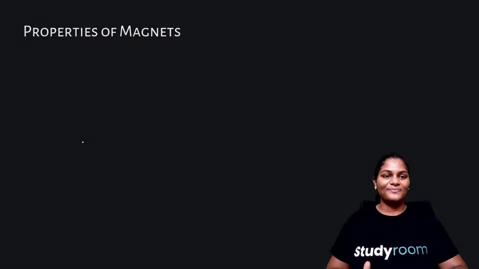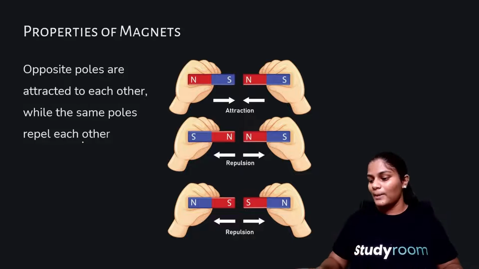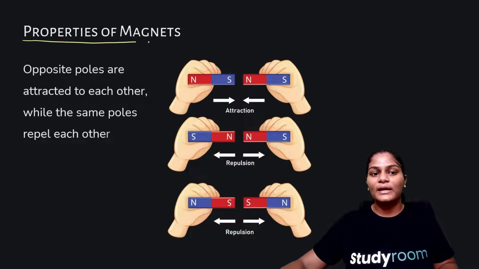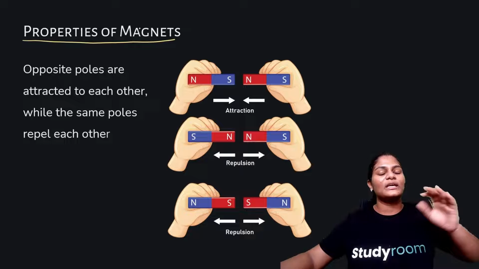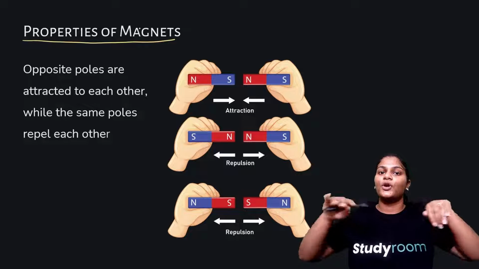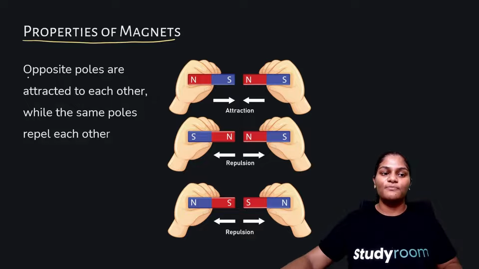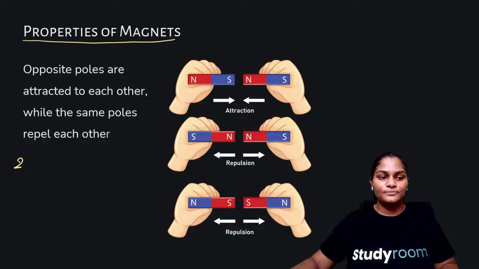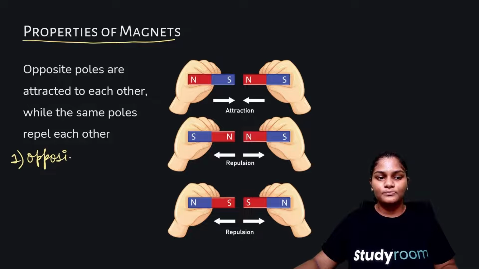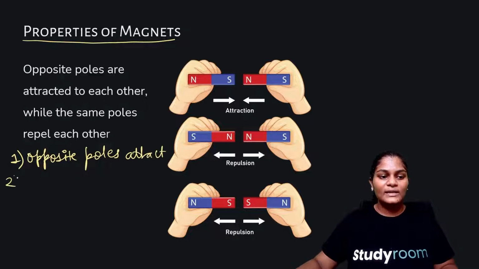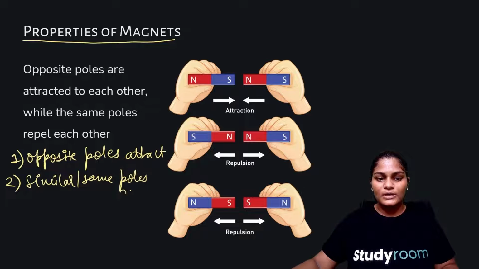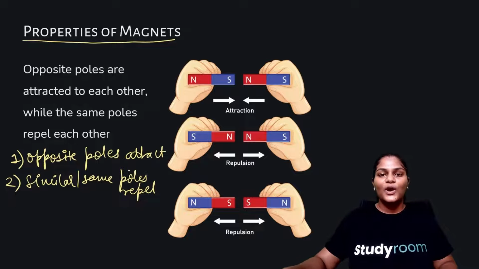Okay. Now, this is what I was talking to you about. These are the properties of magnets, and now it would make more sense about what I was saying about the magnet wanting to attract each other or repel each other. These are the properties of magnets. There are two properties. The first property says that opposite poles attract and similar or same poles repel.